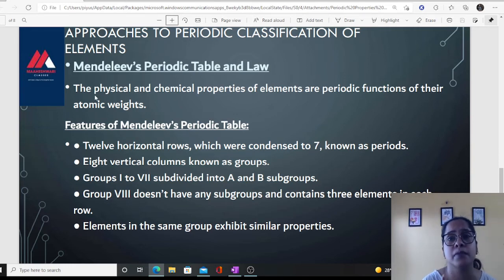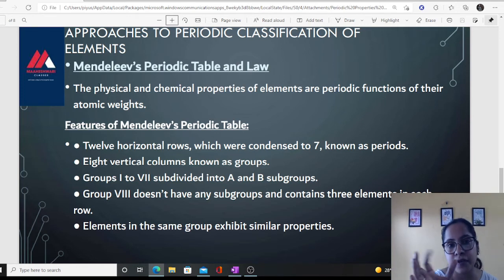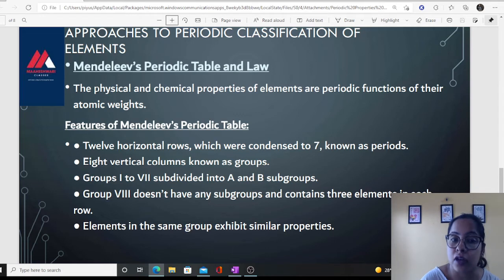Now, what are the features of the modern periodic table? Sorry, Mendeleev's periodic table. So, he had created 12 horizontal rows. Later on they were condensed to 7, and these were called periods. There were 8 vertical columns, which are known as groups. इनका नाम आज भी same है.